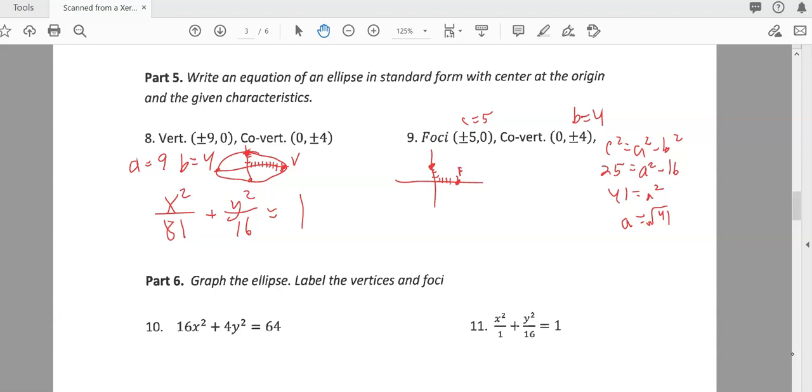So my formula would be, this is definitely a horizontal ellipse, so x squared over a squared, which is 41, plus y squared over b squared, which is 16, equals 1.